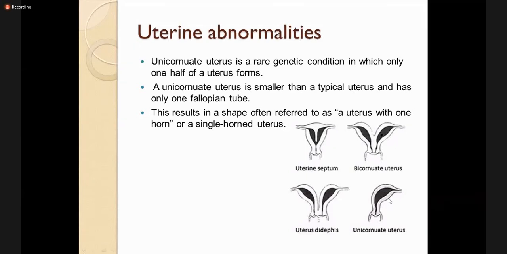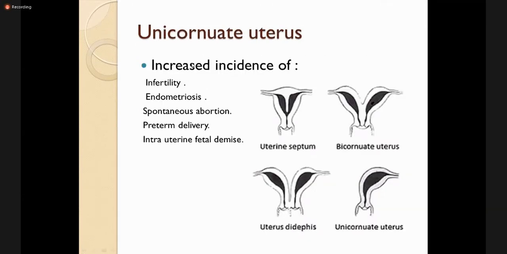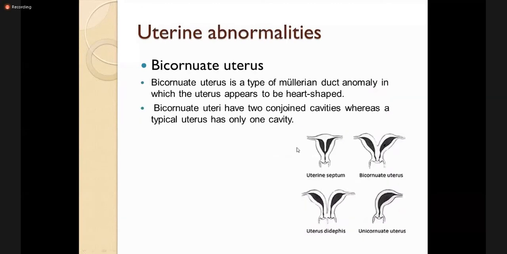Here is a picture of a unicornuate uterus. The name is also self-explanatory. Unicornuate uterus is associated with infertility, endometriosis, increased risk of spontaneous abortion and preterm delivery, or in rare cases, intrauterine fetal demise. These incidents of infertility, endometriosis, and other abnormalities can also be seen in different proportions in other uterine abnormalities as well, like in bicornuate uterus.